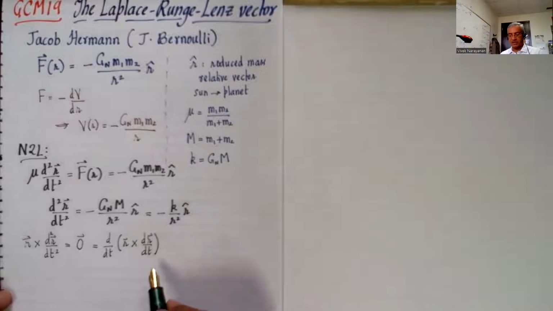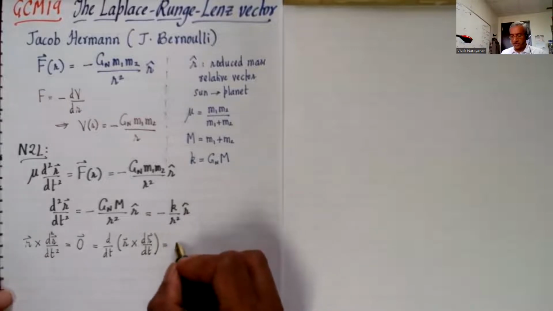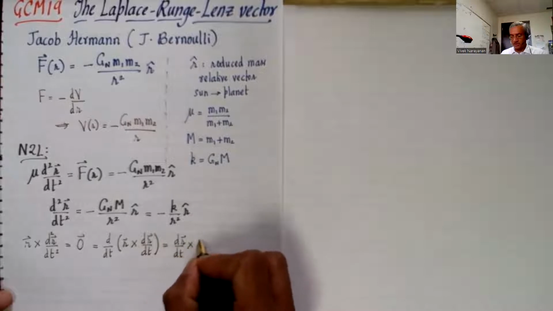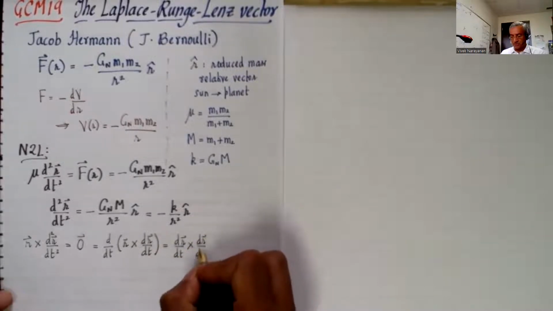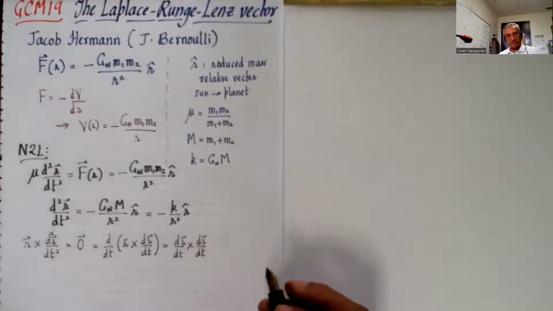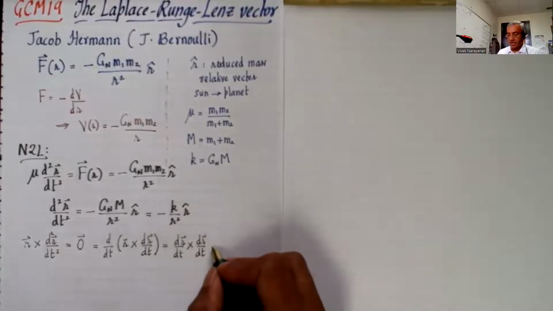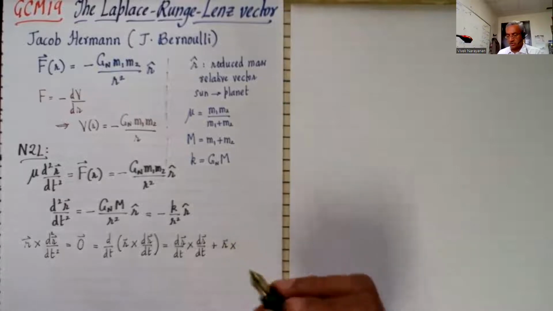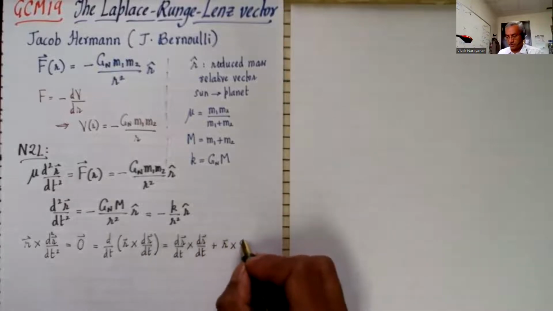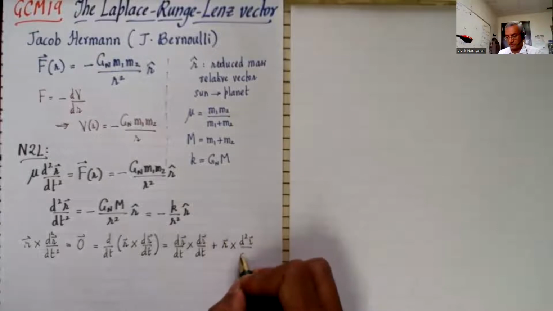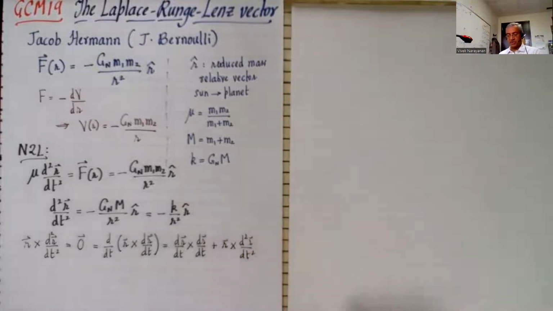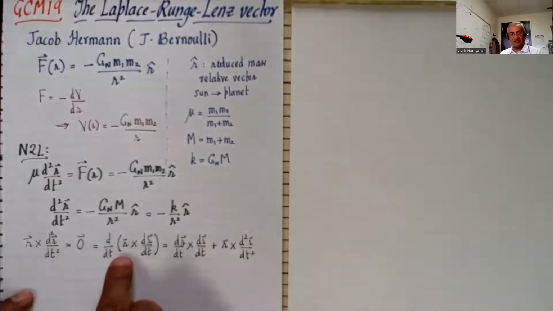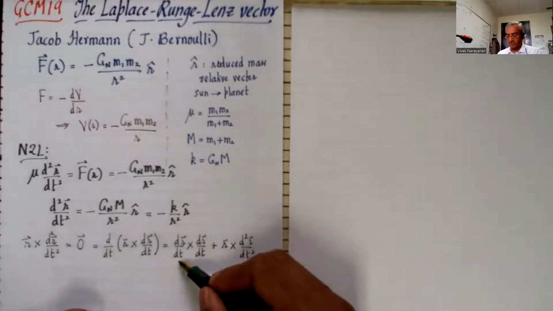Let's quickly see why that is. If I expand this out, I'm going to get two terms by the Leibniz rule. I'm going to get dr by dt cross dr by dt, which of course is 0 because the vector cross itself is always 0. And then I'm going to get another term, which is r cross the derivative of the other thing, which is d2r over dt squared. So as claimed, I can always write the left-hand side as d by dt of this, since this term is 0.